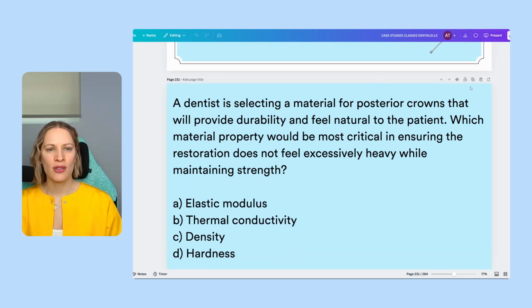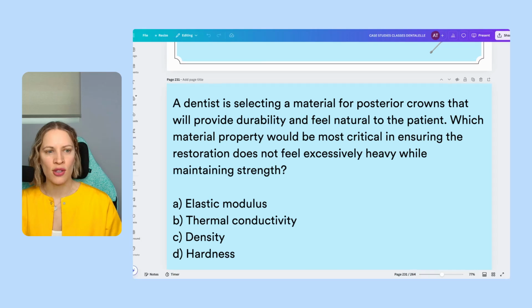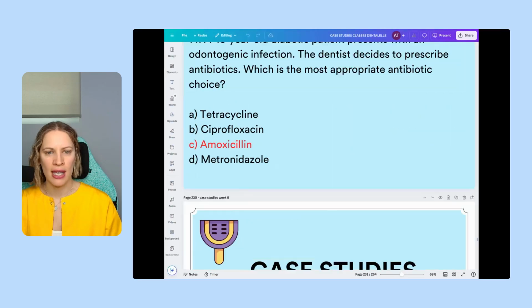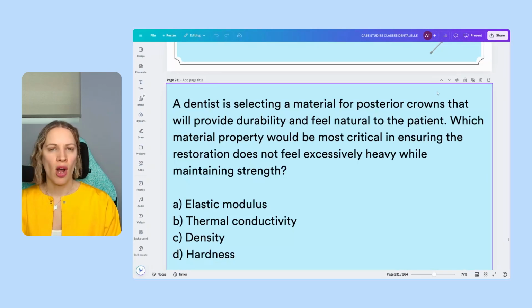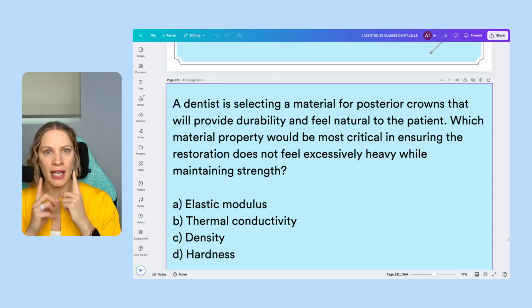This is part of your dental materials properties, so you need to know what all of these mean. Then you have to go back to the case study and ask, what is the dentist doing here? They're selecting a material for posterior crowns. Posterior crowns need to be strong because we have very high, heavy biting forces. We're not biting directly on our front teeth, but directly on our back teeth, so they need to be stronger than the front teeth.